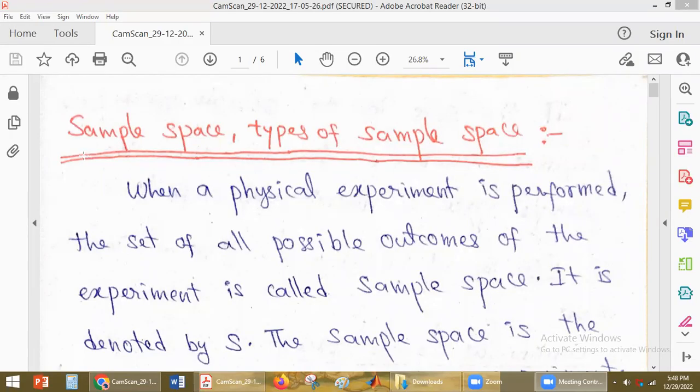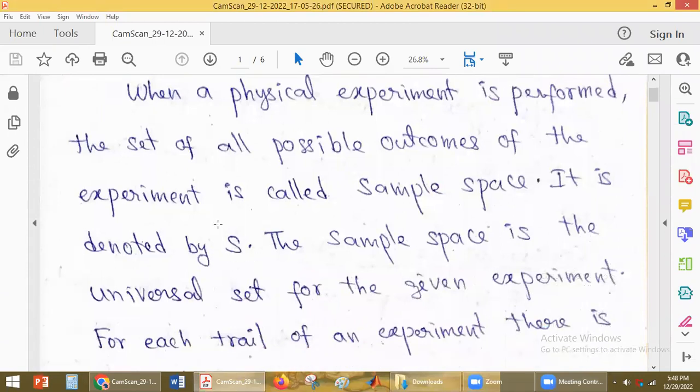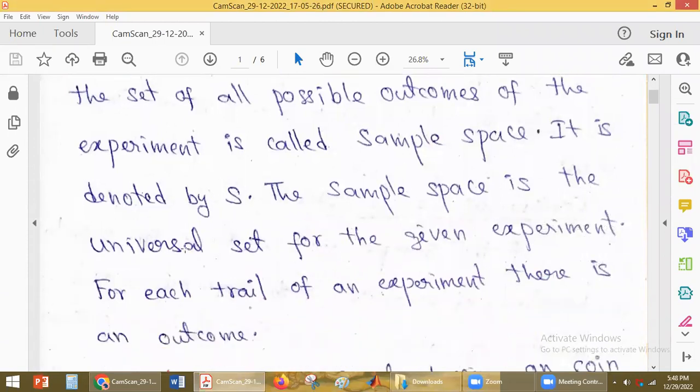In today's lecture, we are going to discuss the sample space and types of the sample space. Whenever a physical experiment is conducted, all possible outcomes of the experiment are called the sample space. It is denoted by capital S. The sample space is the universal set for the given experiment.